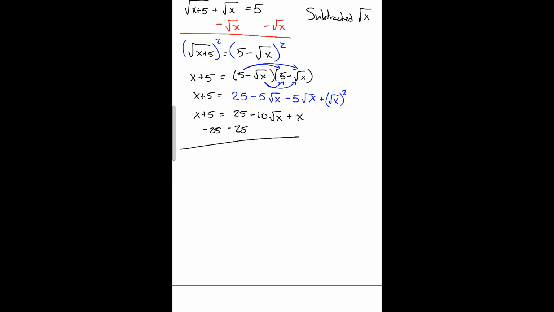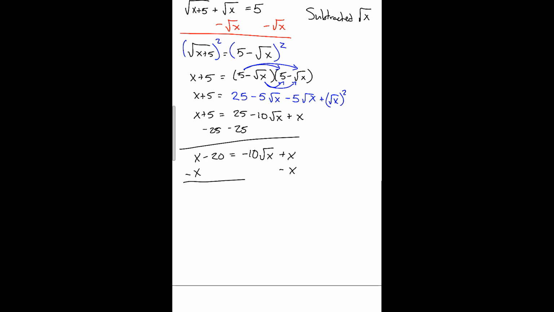So if we take 5 minus 25, when we're combining like terms, we'd have x minus 20 equals negative 10 times the square root of x plus x on the right side. Here's something that's going to be interesting. In order to get that negative 10 square root of x by itself, we now have to subtract x on both sides.